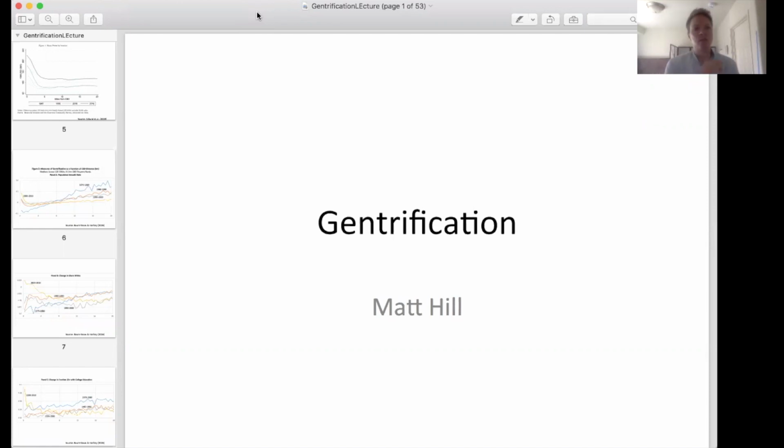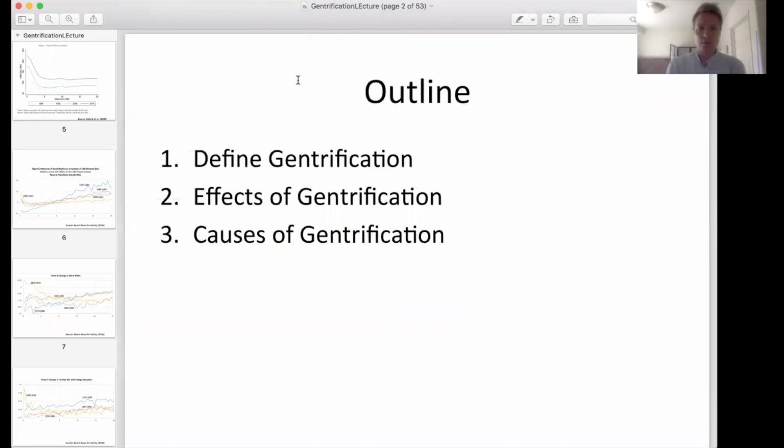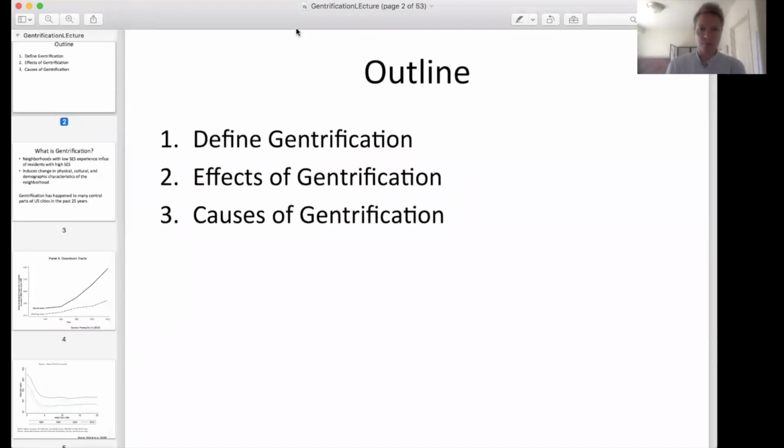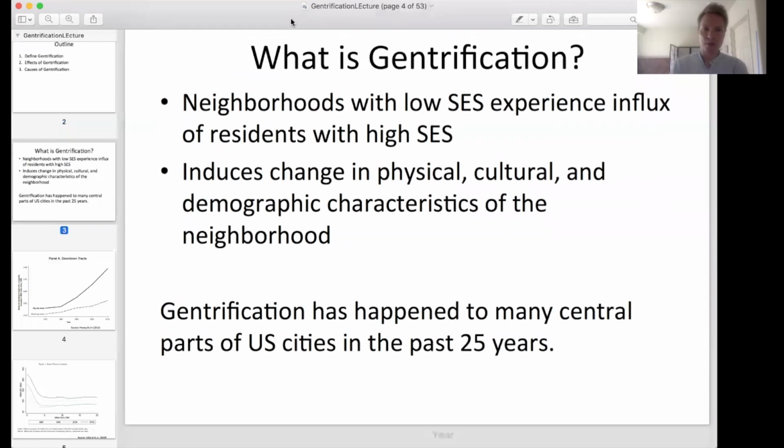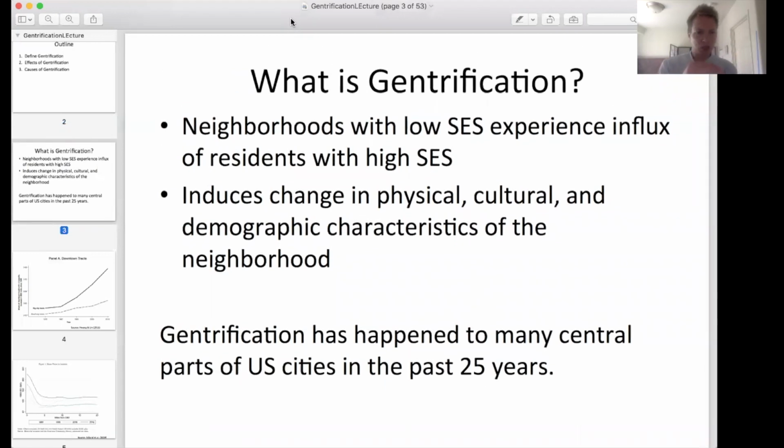Okay, gentrification. This is perhaps the most hot button of the lectures this semester. So first of all, what we're going to do in this lecture, we're going to of course define gentrification, just make sure that we all know what we're talking about. We're going to look at the effects, and then we're going to look at the causes. So essentially, gentrification is when a neighborhood receives an influx of higher socioeconomic status households.